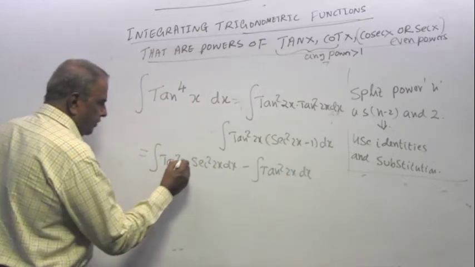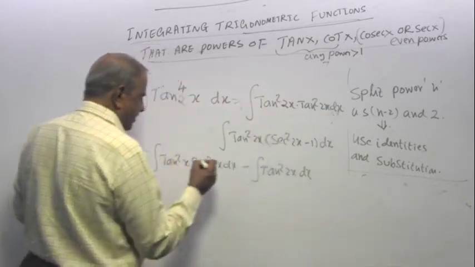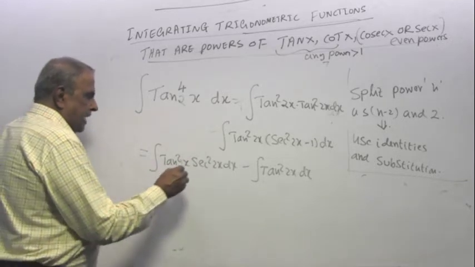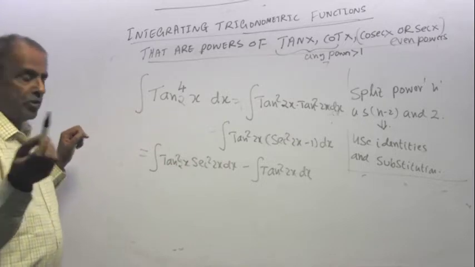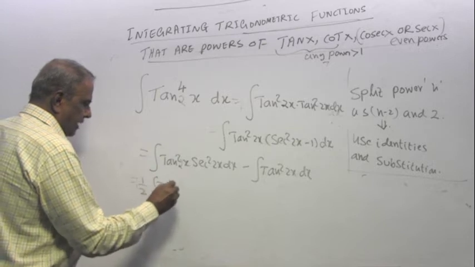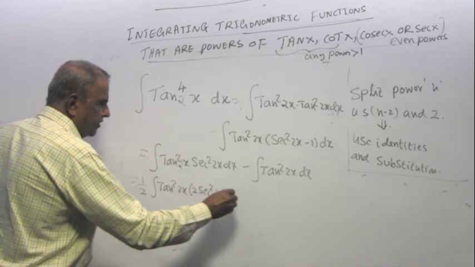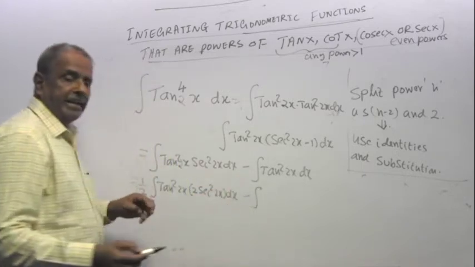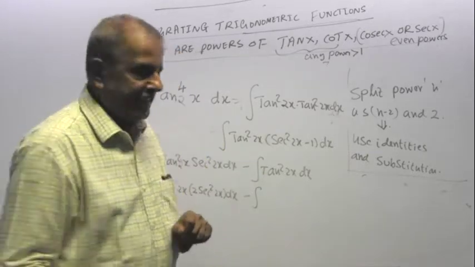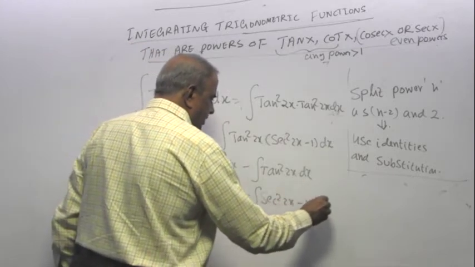Here, when I differentiate, or is it x? Okay, let me change it to 2x because I made it 2x everywhere. Now when I differentiate tan 2x, I get 2 sec squared 2x. So I write it as half integral tan squared 2x times 2 sec squared 2x dx minus, there is no formula for tan squared, but there is a formula for sec squared. So anytime you see a tan squared, write it as sec squared 2x minus 1 dx.